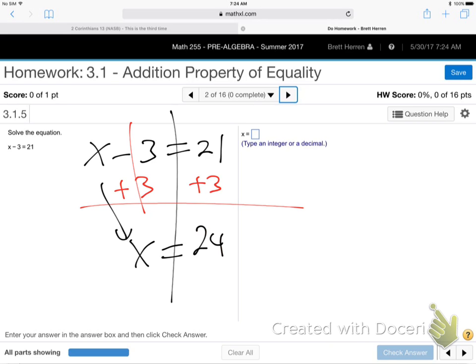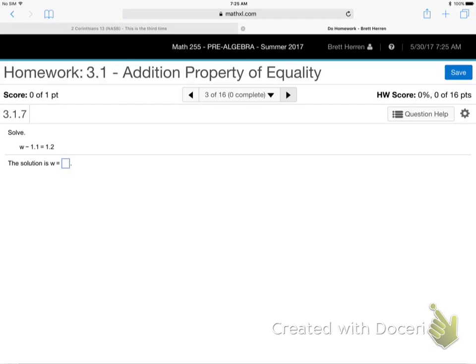Good, good. Easy, it's just the beginning. Our chapter 3 is all about equations. We'll get messier and messier. So w minus 1.1 equals 1.2. There's the wall. Go ahead and solve for w. Decimals, just use a calculator, or you can do it by hand if you want to, but I think it'd be nice to use a calculator.